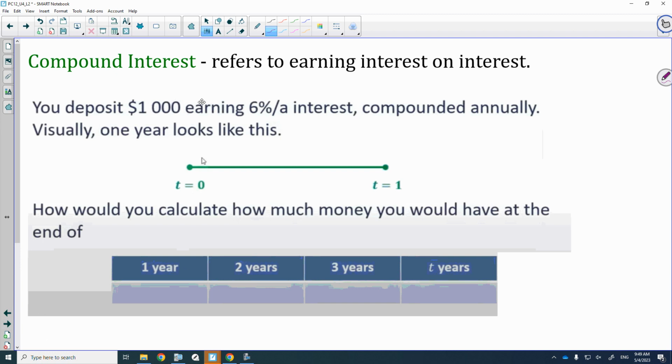So it says compound interest. You deposit $1,000 earning 6% per A. What this is going to mean in math is per annum. Okay, so if you see slash A, that's going to be per annum. Do you know what an annum is? Yes, an annum is a year. So what's happening? You put in $1,000, they're going to give you 6% interest on that $1,000 every year, compounded annually. So annually just means you're going to get your interest at the end of the 1 year. Okay, so you put your money in at time zero.